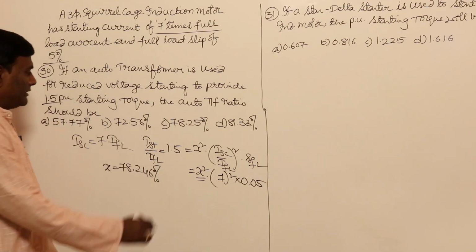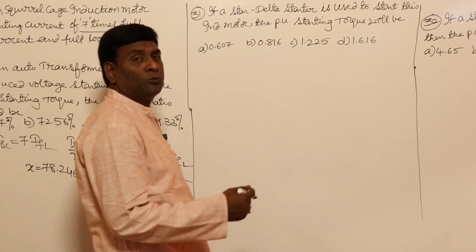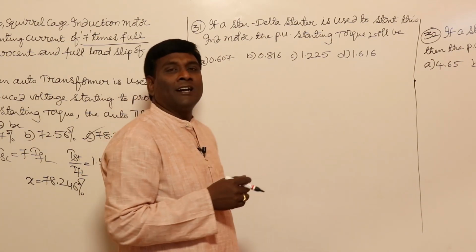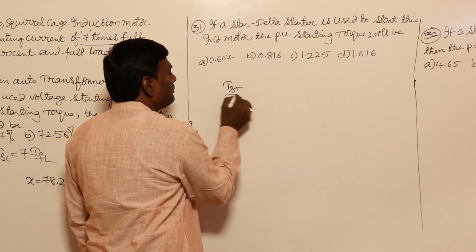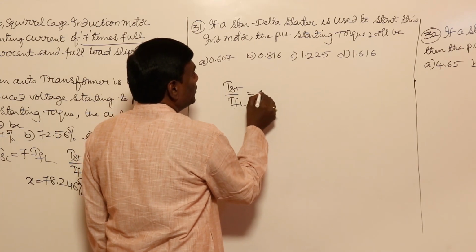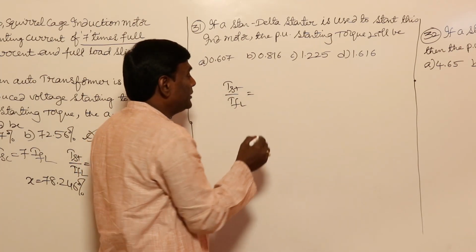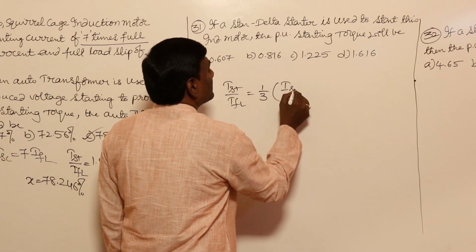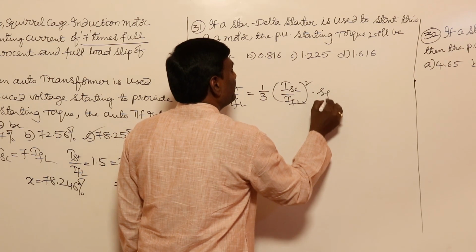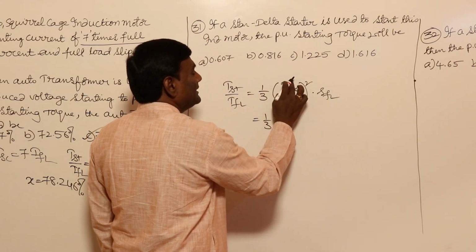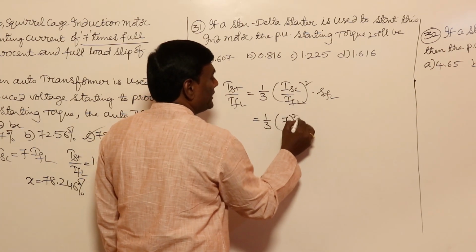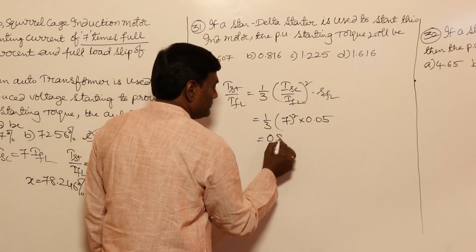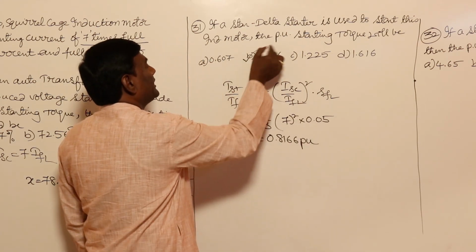78.246%, okay, 78.25%. Now the next thing, for the same question, same common data: if a star-delta starter is used to start this induction motor, the per unit starting torque will be? So starting torque per unit with respect to rated should be equal to, x was how much? Just now we have seen in our recent video that x is going to be 1 by root 3, so x square into (ISC by IFL) square into SFL. So it is going to be 1 by 3 into 7 square into 0.05. So starting torque we got 0.8166 per unit.